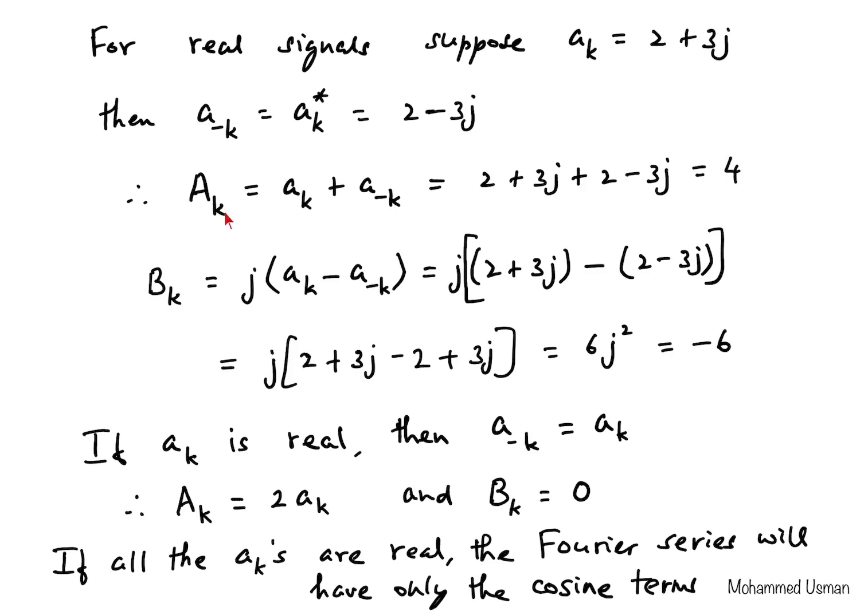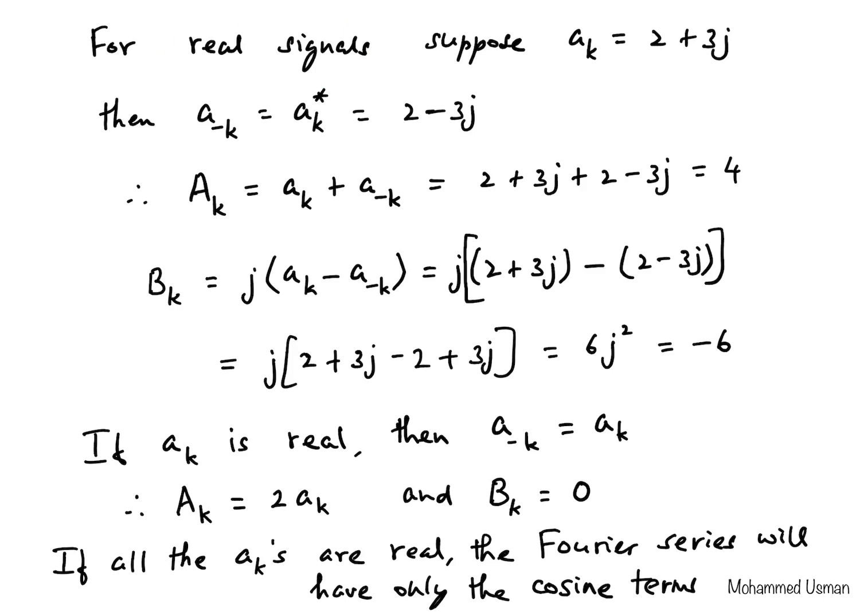Okay, we get some number here. So that's our capital AK. And similarly, we can compute the value of capital BK as j times (small a k minus small a minus k). Once you evaluate this for this example, we get some number. So what I'm trying to say here is that when you're doing the Fourier series evaluation, you need to compute AK, and from that AK you will usually be able to find the corresponding A minus K value, by knowing the properties of the signal that you're dealing with.